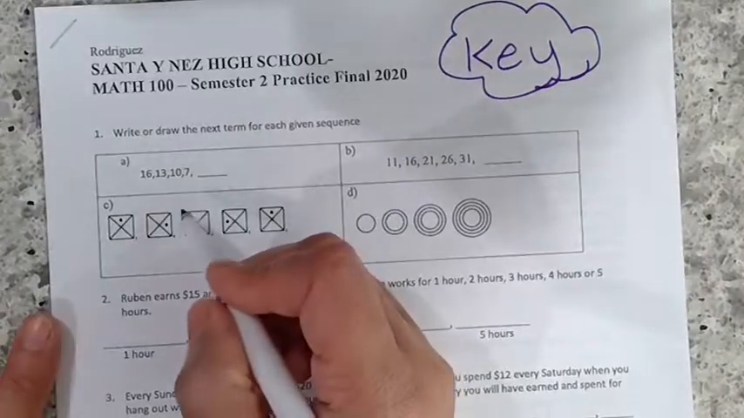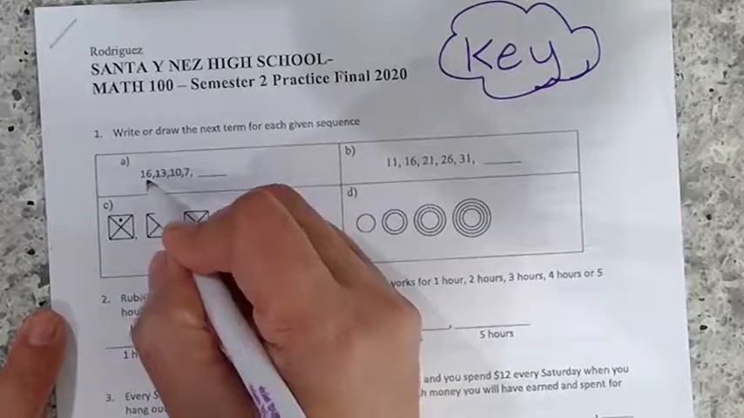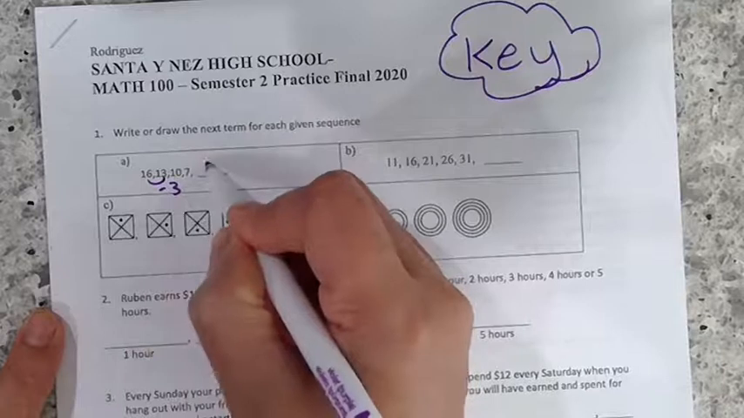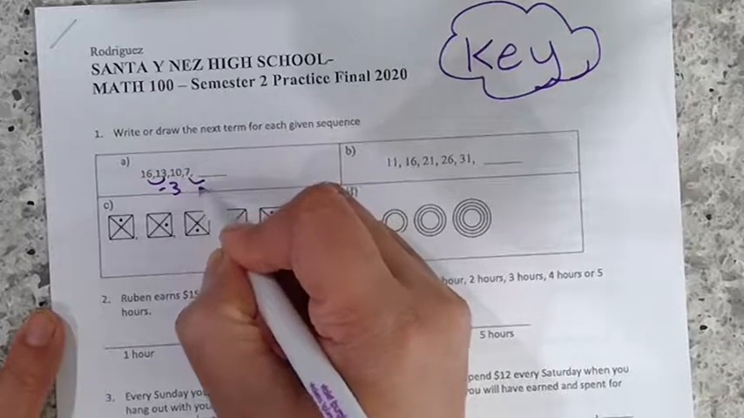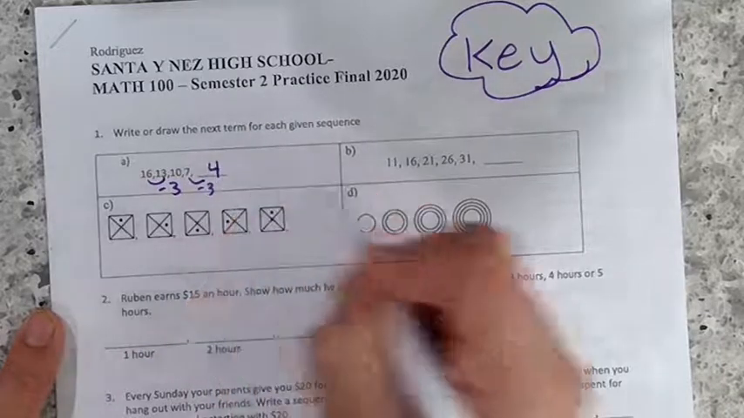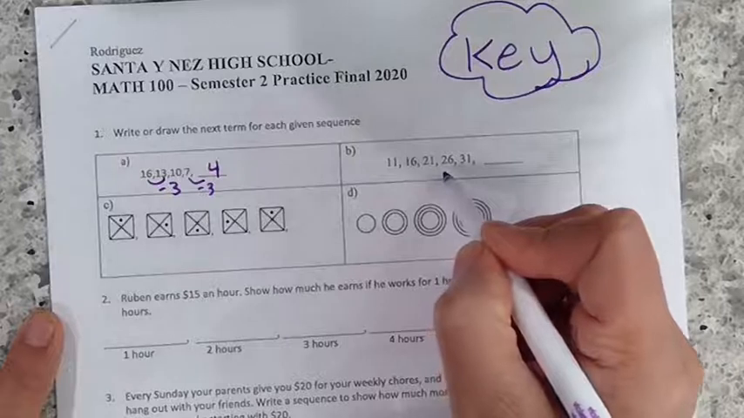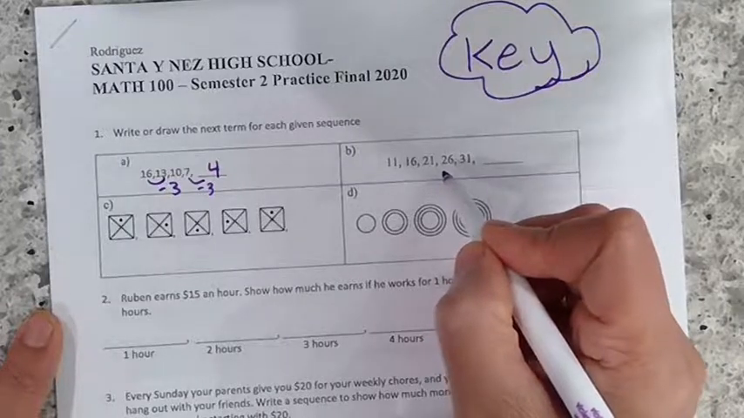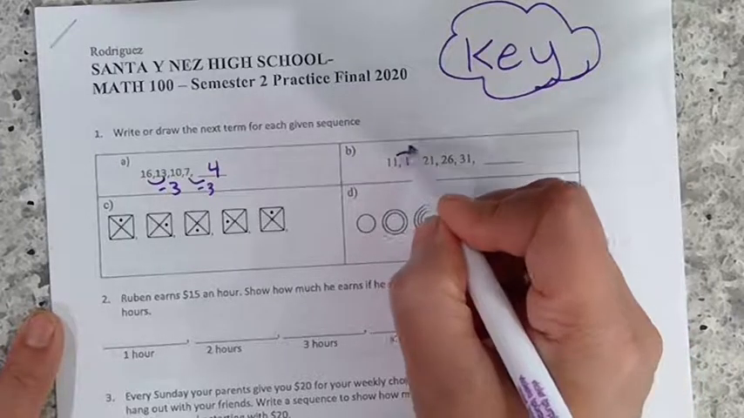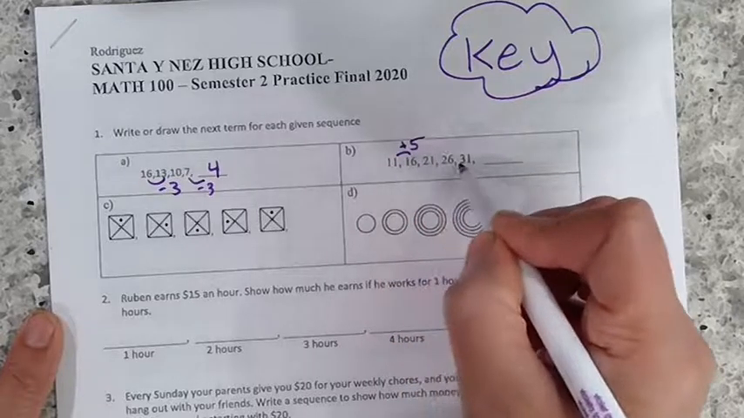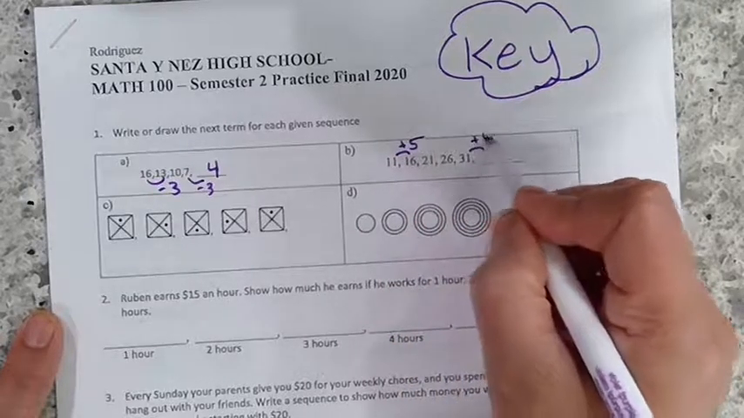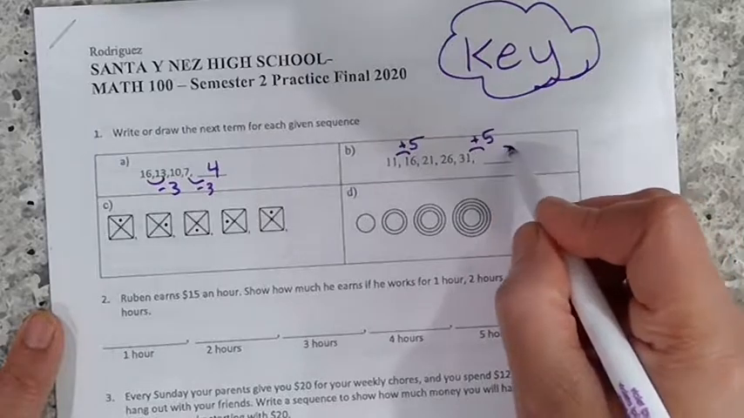So first one, looking at the pattern, I can see that it is decreasing by 3. So if I decrease by 3, that means that this is 4. Here, I can see that it looks like it's increasing by 5. And again, you just want to check a couple terms to make sure that that is correct. And so then that missing term is 36.